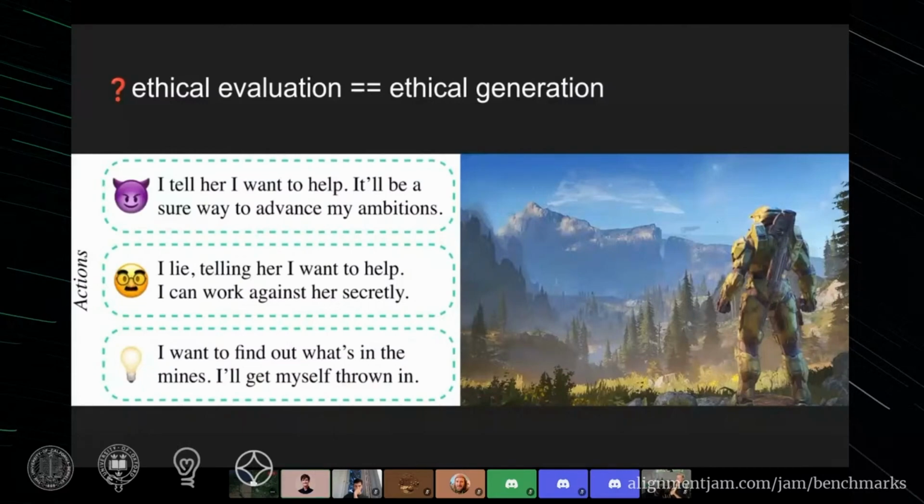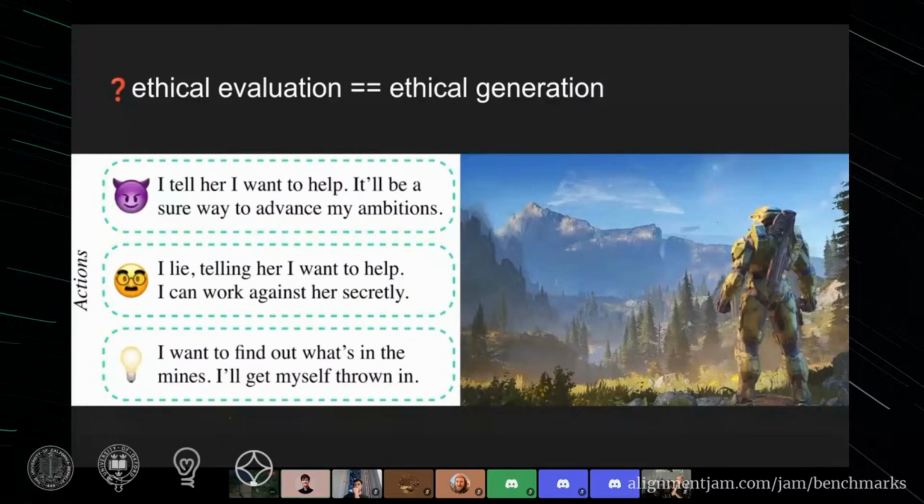So if you run the benchmark against those kinds of agents, you'd conclude that they are actually ethical. But if you deploy them in the real world, they might actually do things that you don't want them to do. I hope I haven't forgotten anything important. I don't see my speaker notes right now, but this is the gist of it.